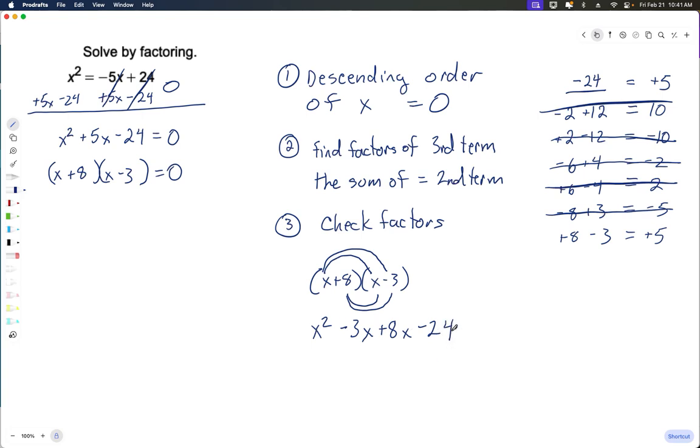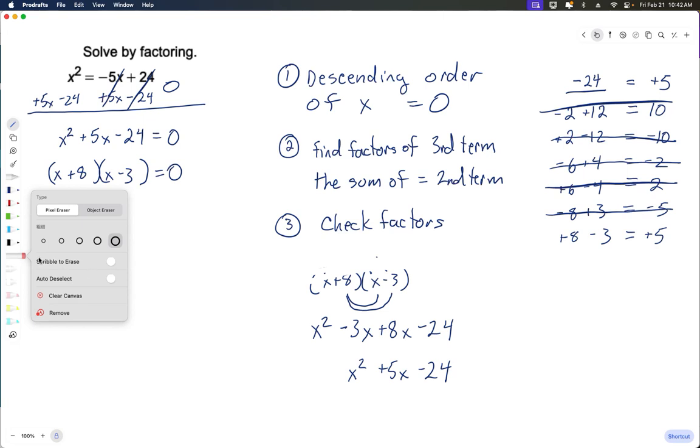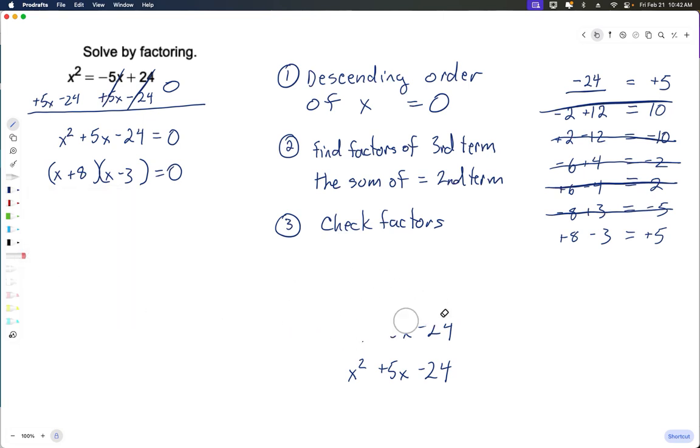When I combine these together, I've got these two middle terms that are like terms. I get x squared plus 5x minus 24, which is what we started with. So we know we factored it correctly. Okay, so we've checked our factors. If you're not sure that your factors are factored correctly, then check them. Checking the factors is optional, right? But it can be helpful. So I'm just going to put helpful here. It's helpful to check your factors.